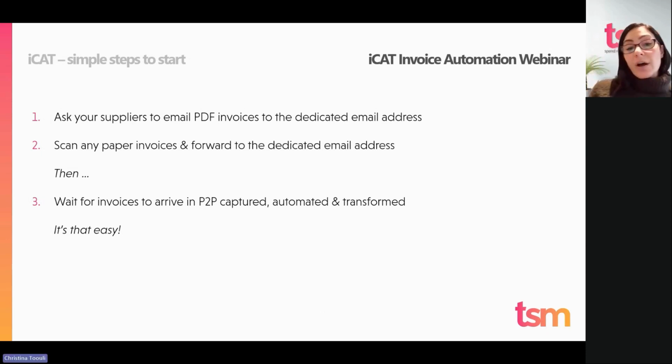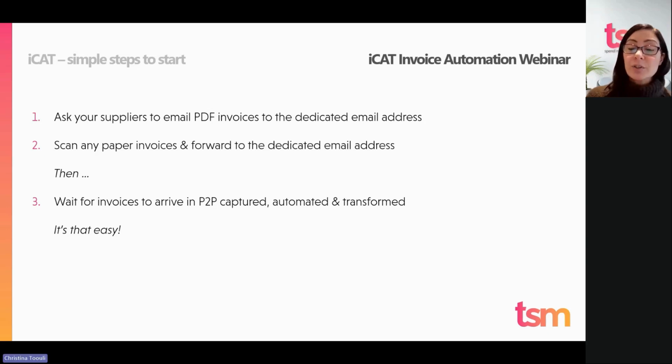So again, how do you start? You would just ask your suppliers to email the PDF to a designated or dedicated email address, which we would decide with yourselves. As part of the design workshop that we run, we would have those conversations with yourself and your IT team. If you do receive any paper invoices, then you can choose to register them manually still if you want to, or you can scan them and email them through to the service. But obviously, they're going to be coming from yourselves, not directly from the supplier.